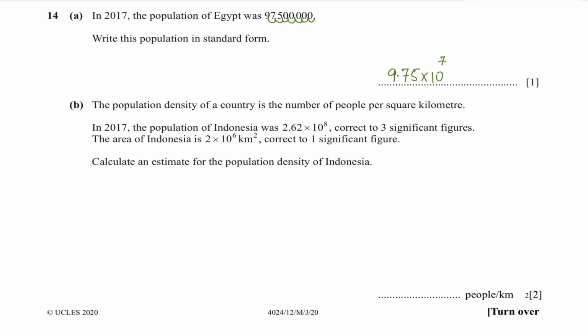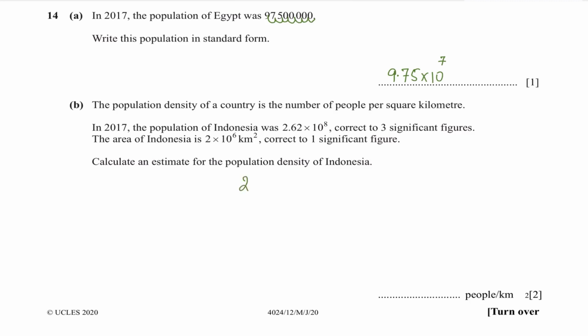Part B says the population density of a country is the number of people per square kilometer. In 2017, the population of Indonesia was 2.62 times 10 raised to the power 8, correct to 3 significant figures. The area of Indonesia is 2 times 10 raised to the power 6 kilometers square, correct to 1 significant figure. Population density is basically the number of people divided by its area. So we have to calculate an estimate for that.